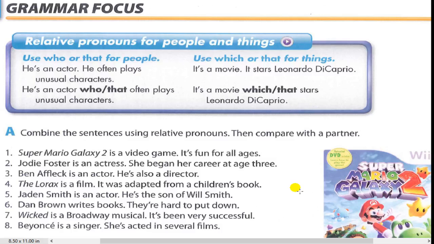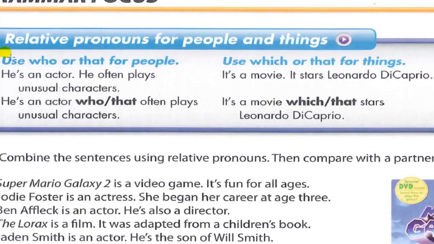Page 89, Exercise 9, Grammar Focus. Relative pronouns for people and things. Use who or that for people. He's an actor. He often plays unusual characters. He's an actor who often plays unusual characters. He's an actor that often plays unusual characters.